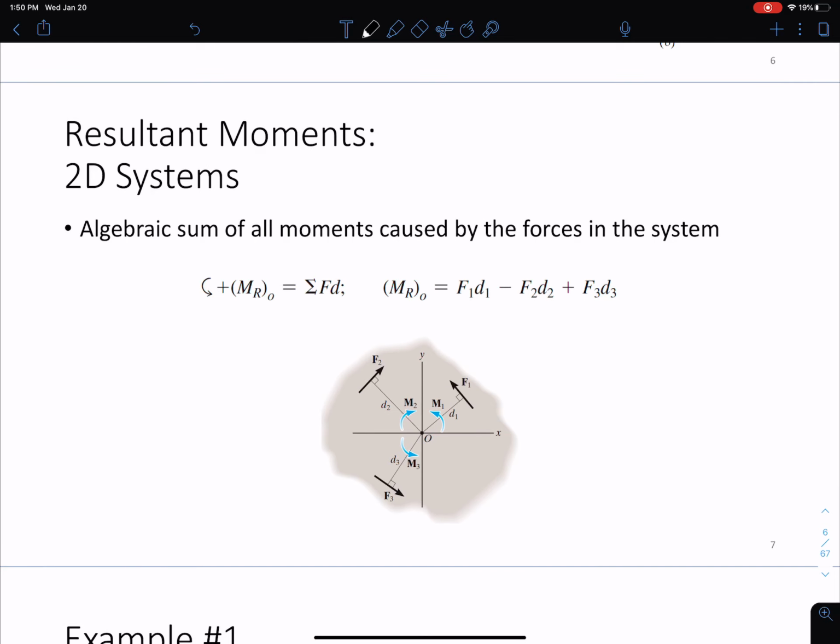And what we want to do is to get all of the moments here, to get our resultant moment, we're going to sum up all of the forces times their distances. And that will give us this resultant moment, M_R about some point O.